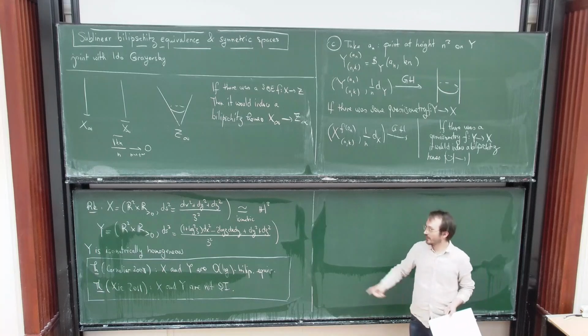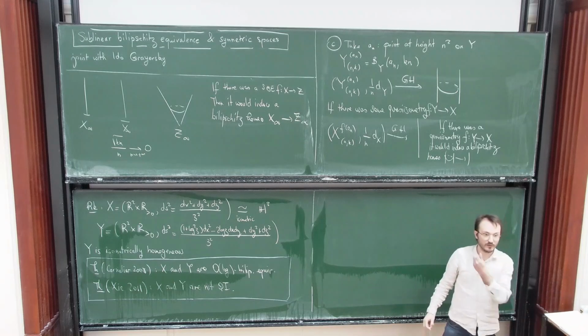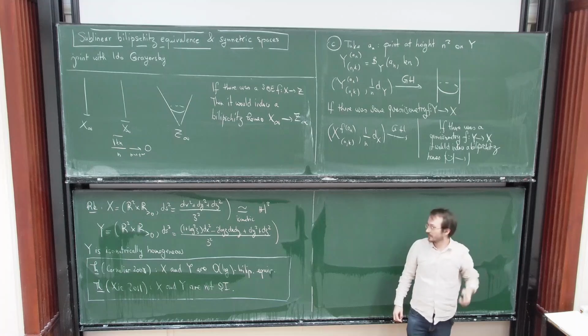Yes, when we have groups, you don't worry too much about the metric you put, that's the Schwarz-Milnor lemma. If you put two left invariant Riemannian metrics on the same group, they are quasi-isometric, they are even bilipschitz.